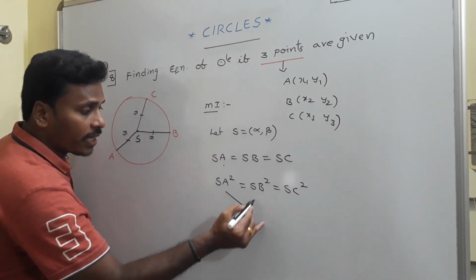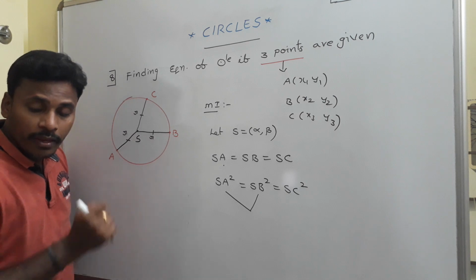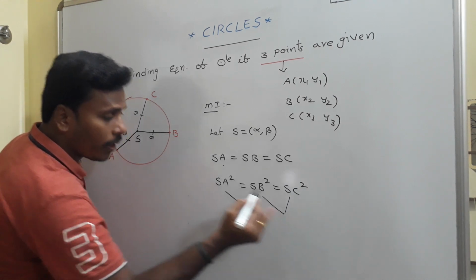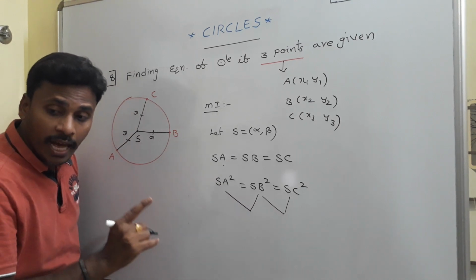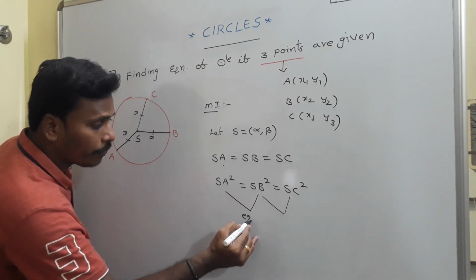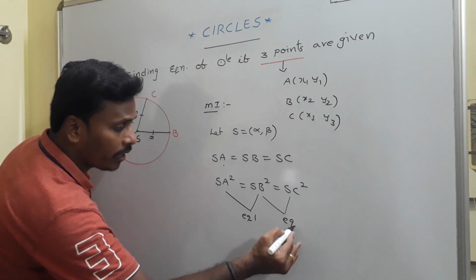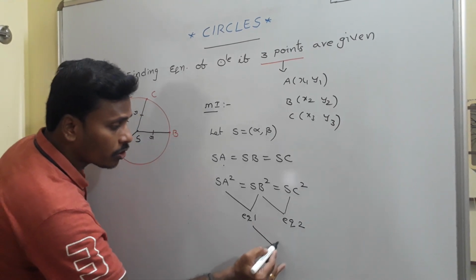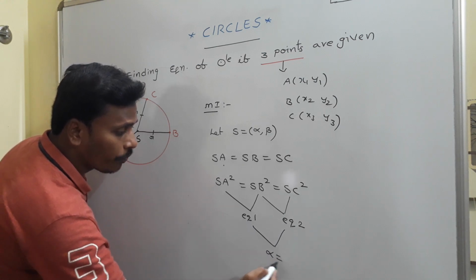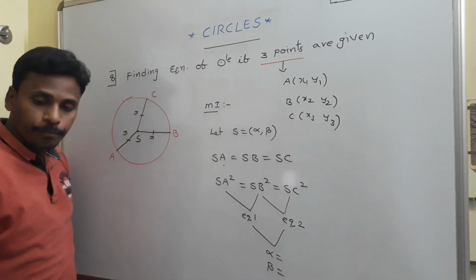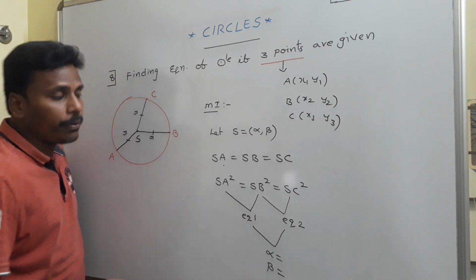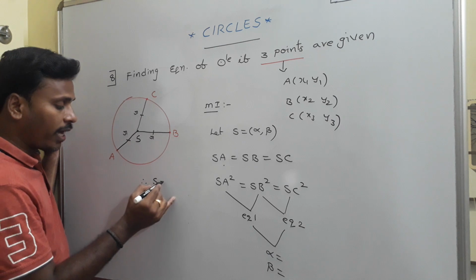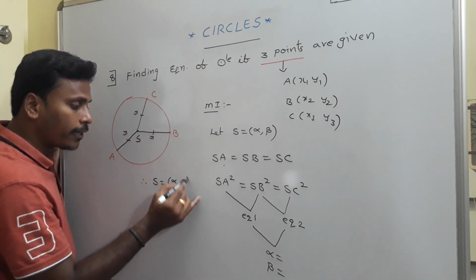By using SA squared equals SB squared, we have one relation between alpha and beta. By taking SB squared equals SC squared, we have another relation between alpha and beta. Here we have equation 1, here we have equation 2 in terms of alpha and beta. Then you just solve equation 1 and equation 2, and we will get alpha and beta, which is the center S.